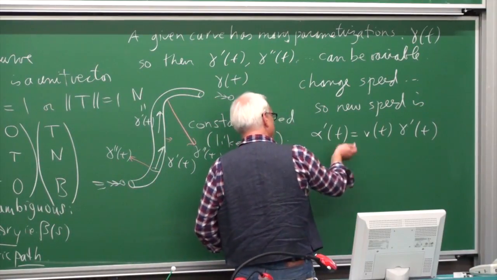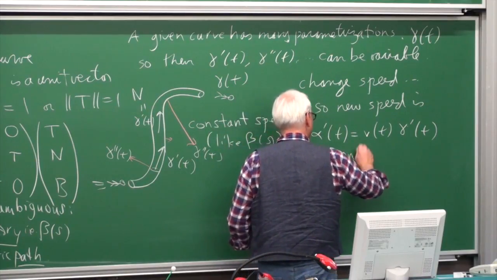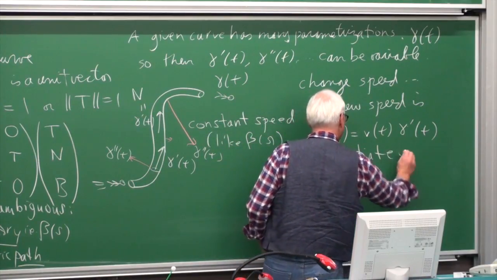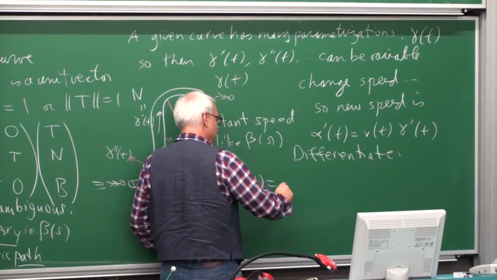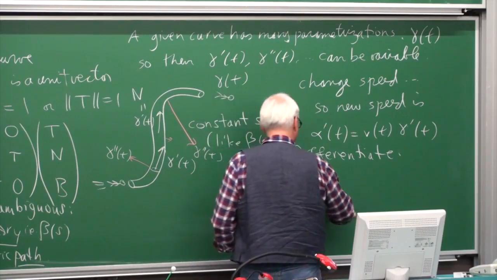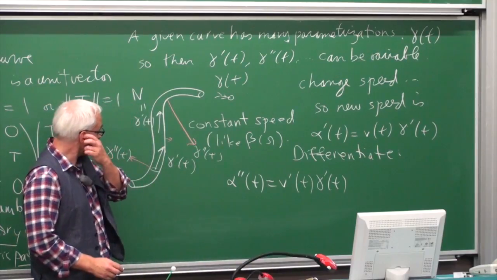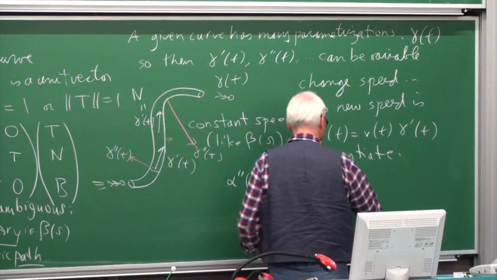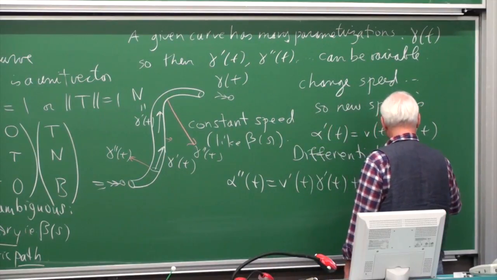So if we want to differentiate this, then we get that the new acceleration is just, by the product rule, the derivative of the speed times the old tangent vector plus v of t times gamma double prime of t.